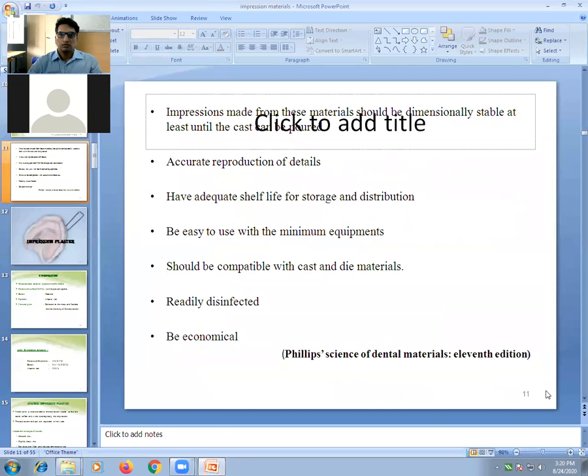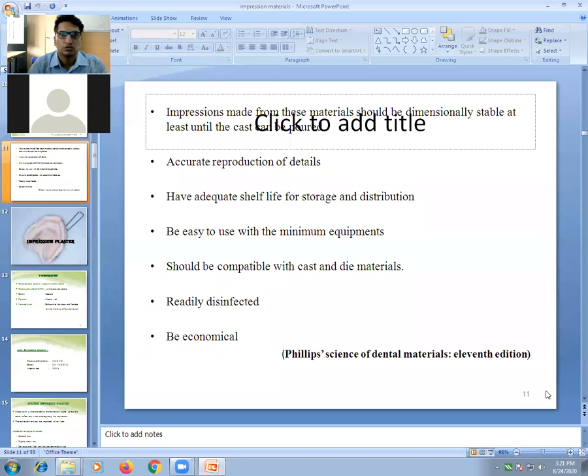Okay. The impression made from the material should be dimensionally stable until the cast can be poured. It means when I remove the impression from the patient's mouth, it should be dimensionally stable. Dimensionally stable means the dimensions we recorded in the patient's mouth should remain the same till we pour the cast with any material, like dental plaster or dental stone. The dimensions of your impression material should not change over a period of time.